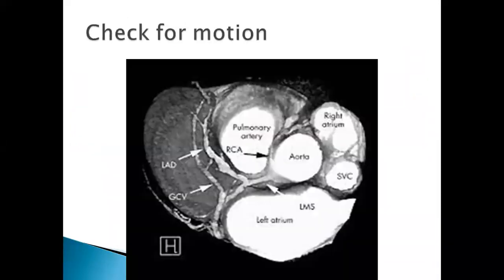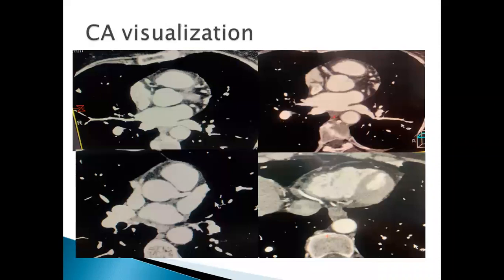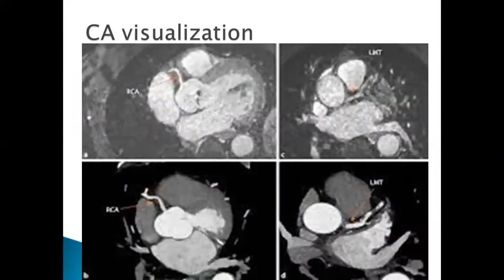also go and check for other things like full inspiration. Remember, you also did a full scan of the chest. So this is just an example for calcium visualization, for coronary artery contrast media visualization.